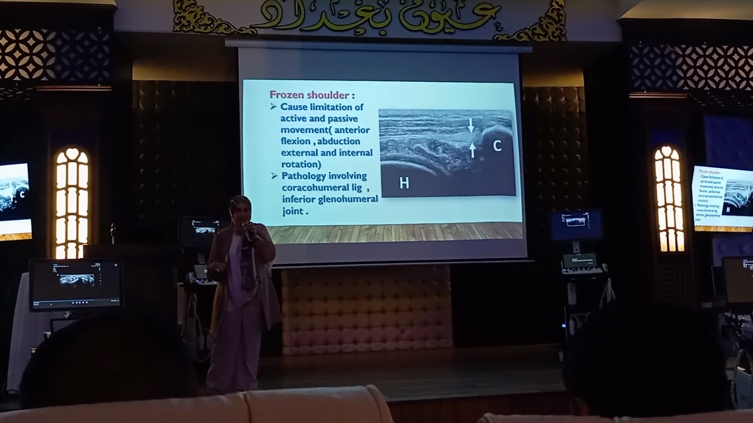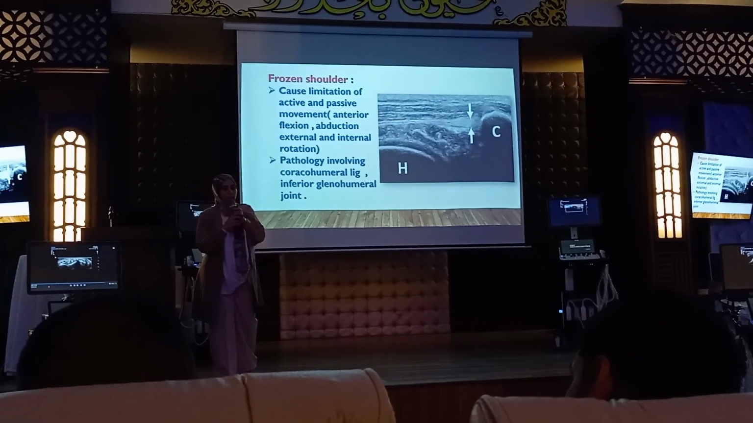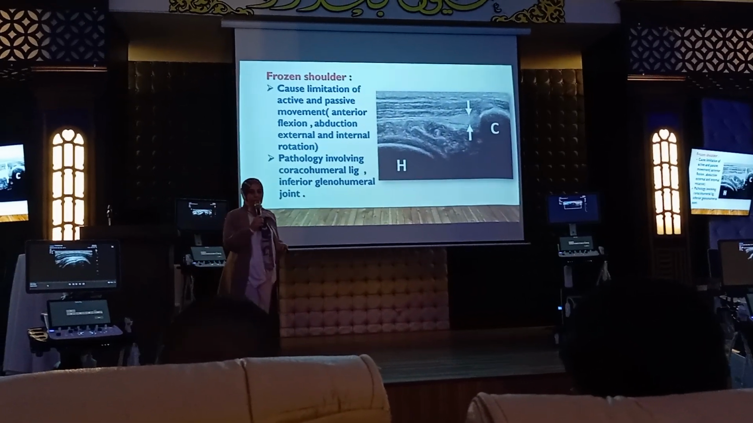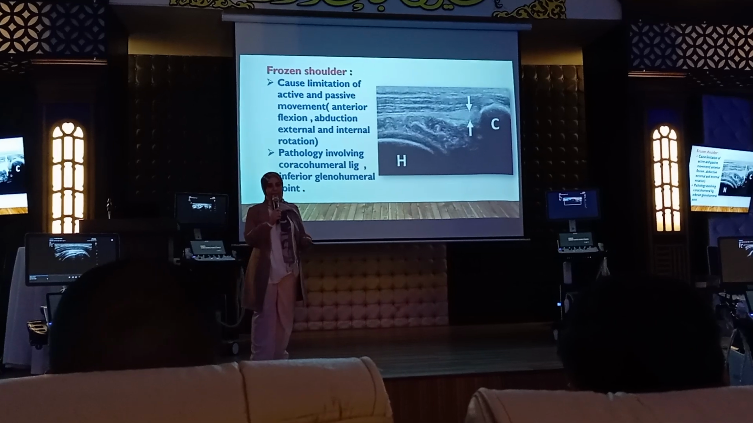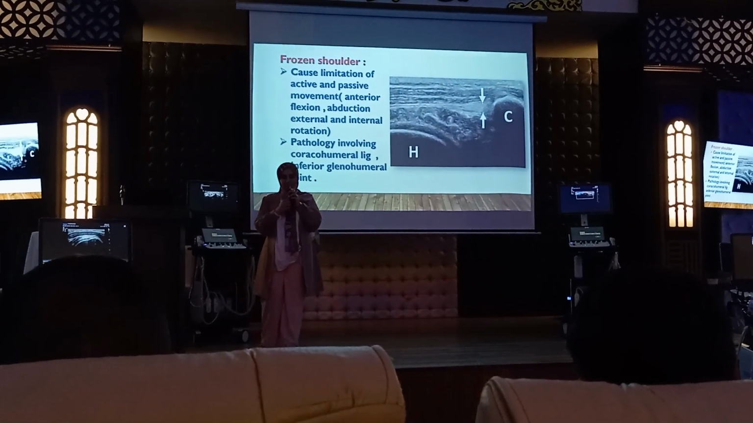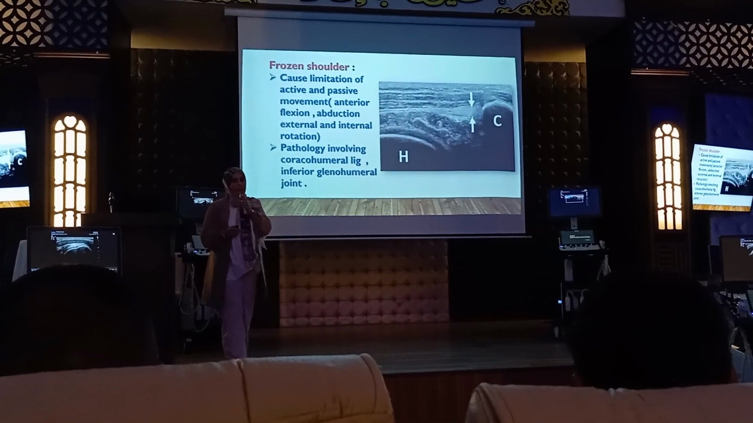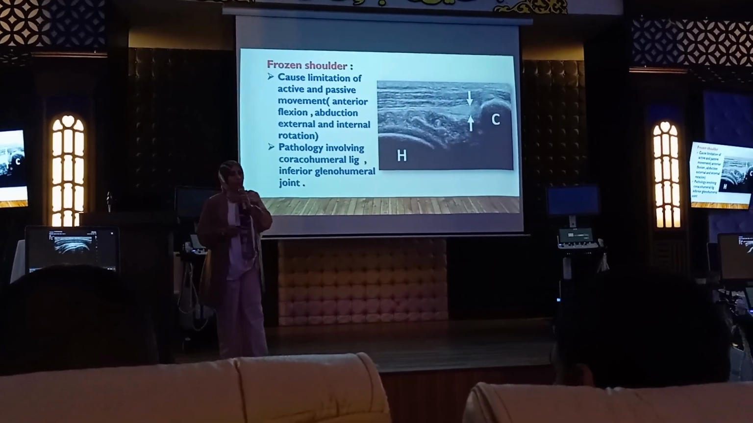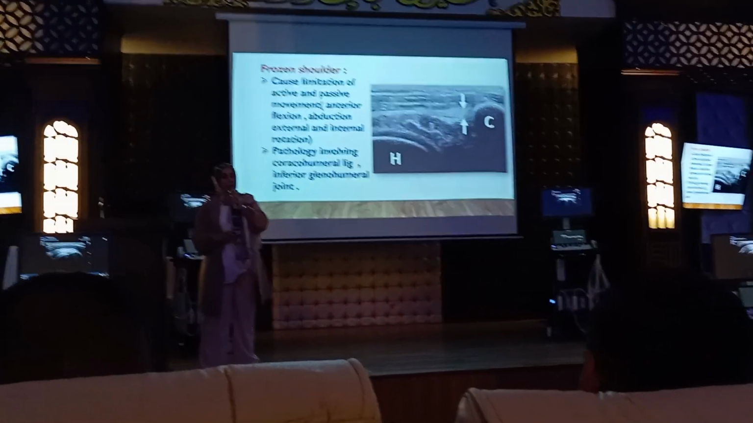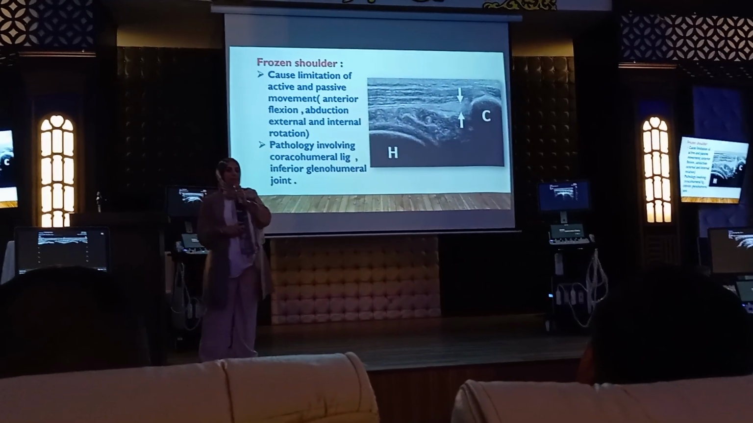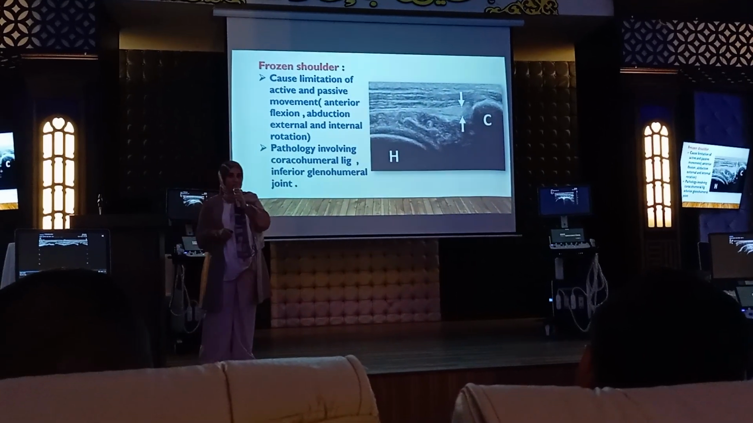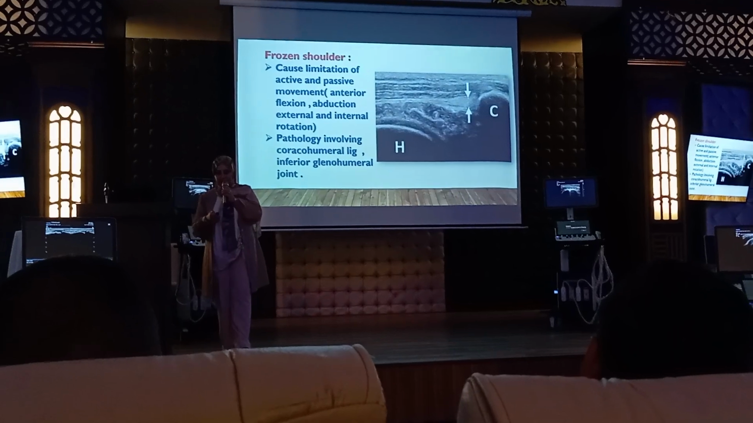But what can you see by ultrasound? The most important thing is the coracohumeral ligament thickening, which comes just above the subscapularis muscle, as we said. Another part is the inferior glenohumeral joint. Most important to be lost in the frozen shoulder is external rotation, which is against the action of the subscapularis muscle. So approximately 60 to 70% of frozen shoulder have subscapularis muscle impingement.